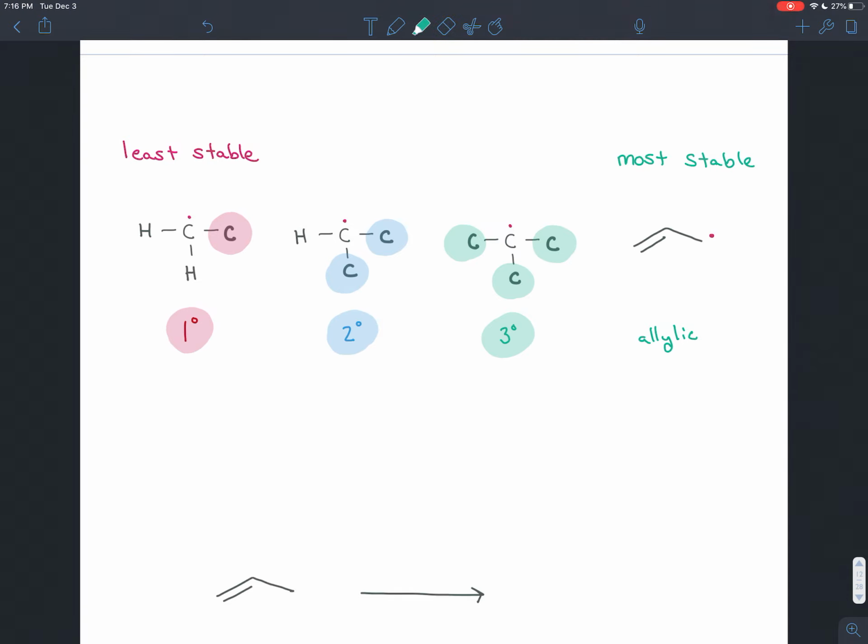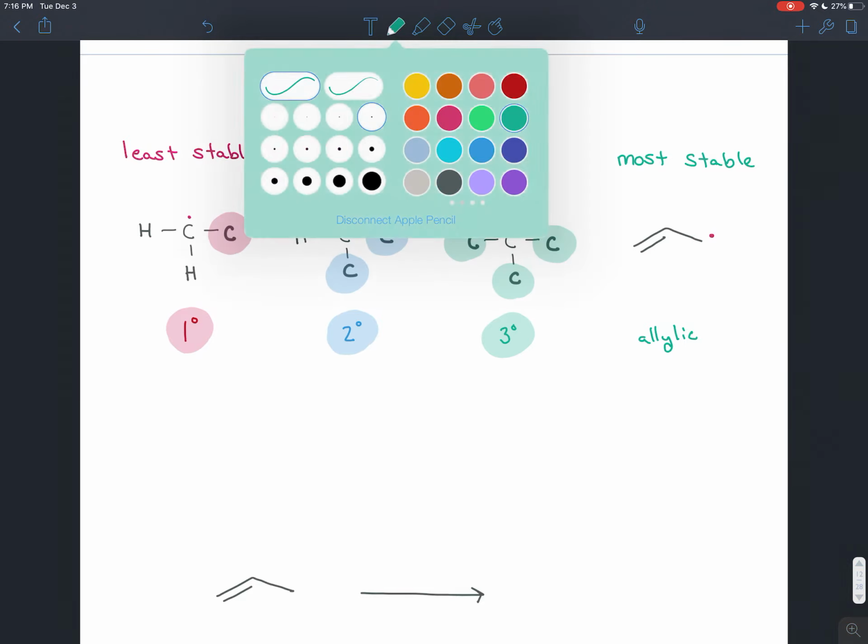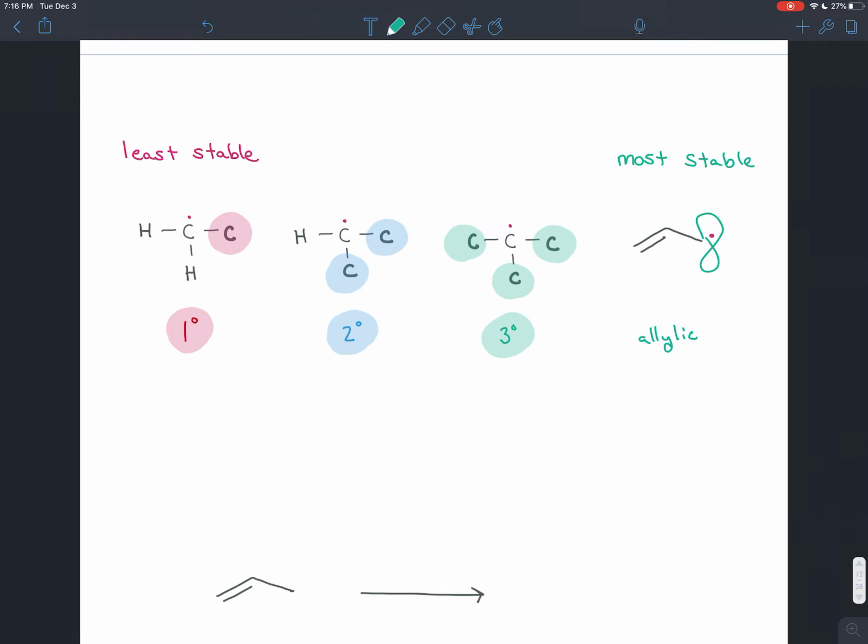And finally, if you have a radical on an allylic position, it is the most stable radical of all, because the radical exists in a p orbital that is parallel with the p orbitals in the pi bond that it's allylic to. And so it's able to spread out over all three of those atoms through resonance. So an allylic radical is the most stable radical of all. An allylic radical is one that is one atom away from an atom in a pi bond.